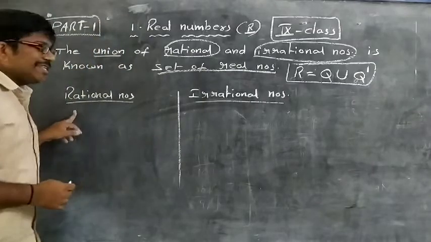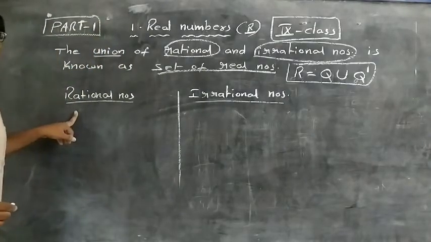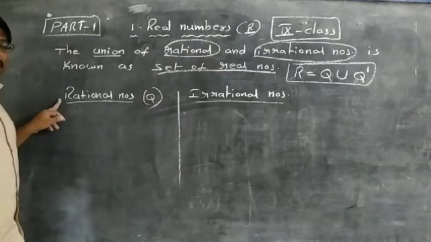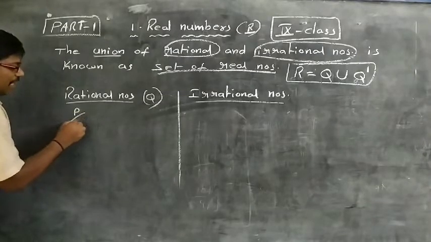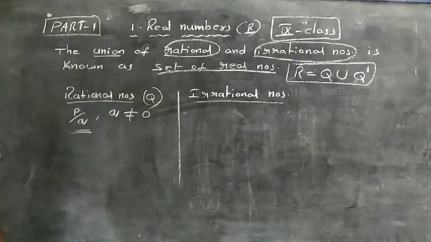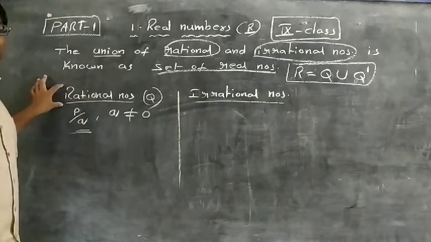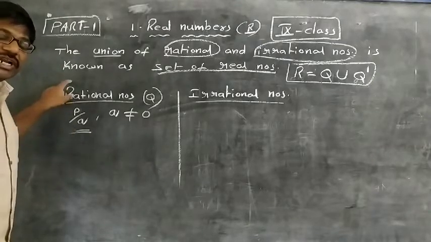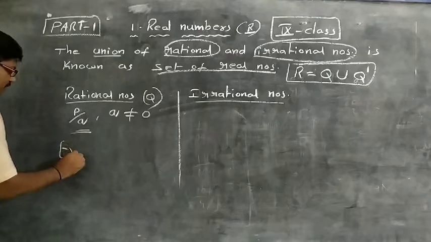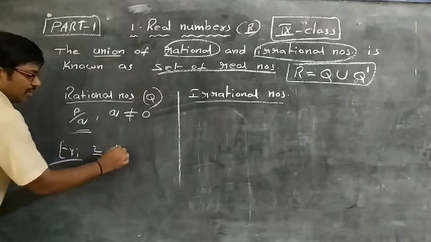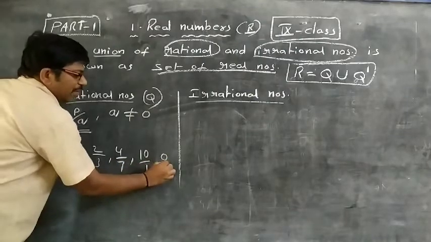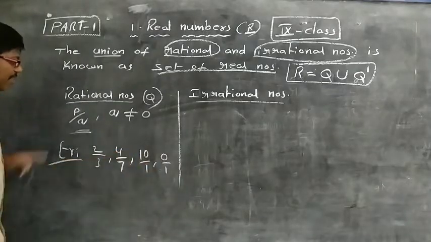Right. So, what is a rational number? You have learned this in 8th class. The set of rational numbers is denoted with Q. The numbers which can be expressed in the form p by q, q not equal to 0, are called rational numbers. For example, 2 by 3, 4 by 7, 10, which can be written as 10 by 1, and 0, which can be written as 0 by 1. These are all rational numbers.